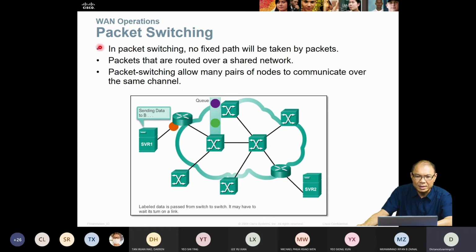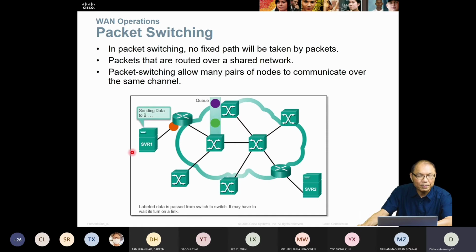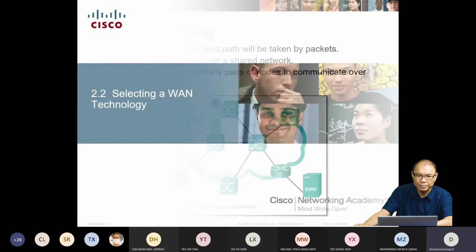This is something different. This is different from circuit switching. In circuit switching, you have to predefine the path, then you make the conversation. At the end of the conversation, the path gets disconnected. In packet switching, you don't have to predefine the path. You use whatever available path that can lead to the destination. This is called packet switching.